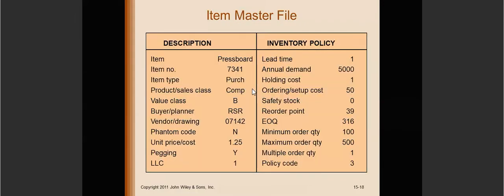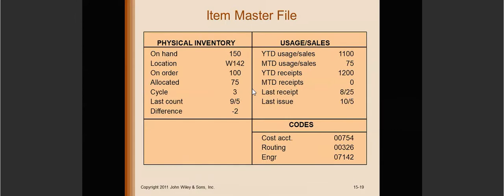The item master file provides information about the inventory policy, the description of the item, inventory status, usage and sales of the item, and also the identification of the item.